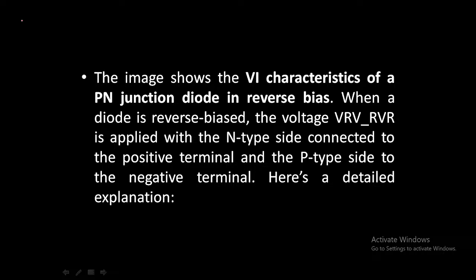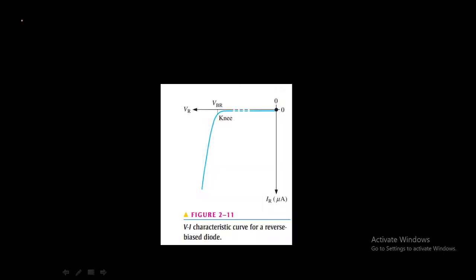Now let's see the reverse bias condition. This is the VI characteristics of a reverse bias PN junction diode. Initially, if you observe, when the voltage is zero, the current is also zero. And if the value of voltage is increasing, the current is stable, as you can observe from the graph.